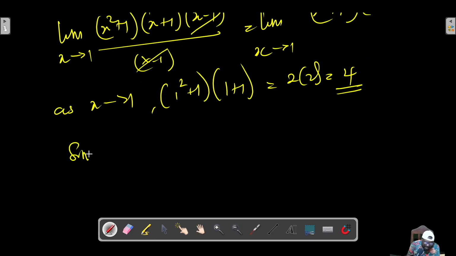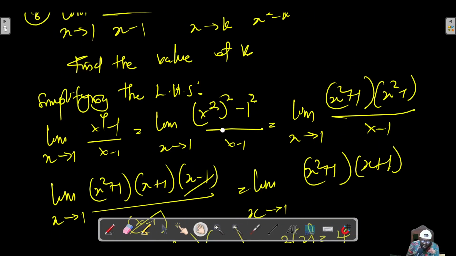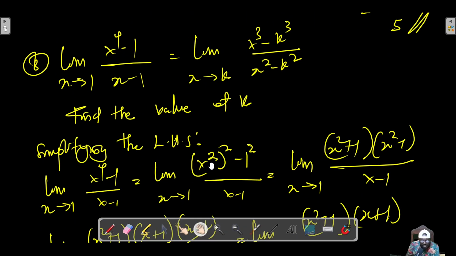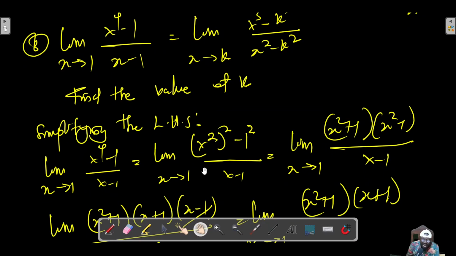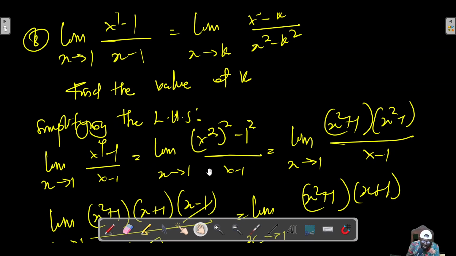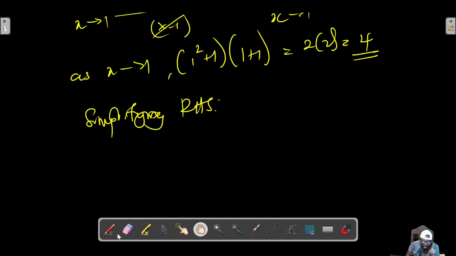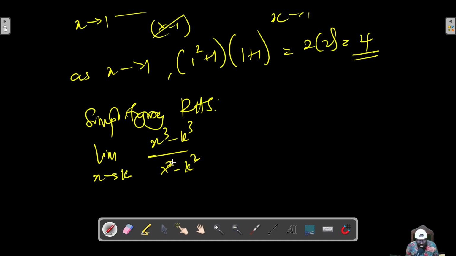Now simplifying the right hand side as well. What was the right hand side limit expression? The limit of x cubed minus k cubed divided by x squared minus k squared as x is approaching k. This is actually simple. We'll first have to factorize this, the difference of two cubes, and the difference of two squares.